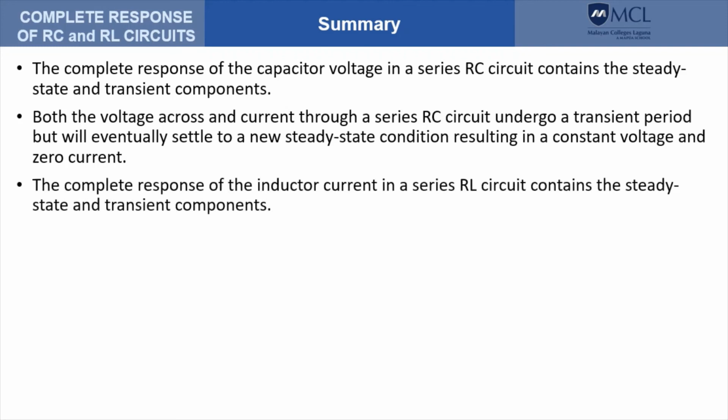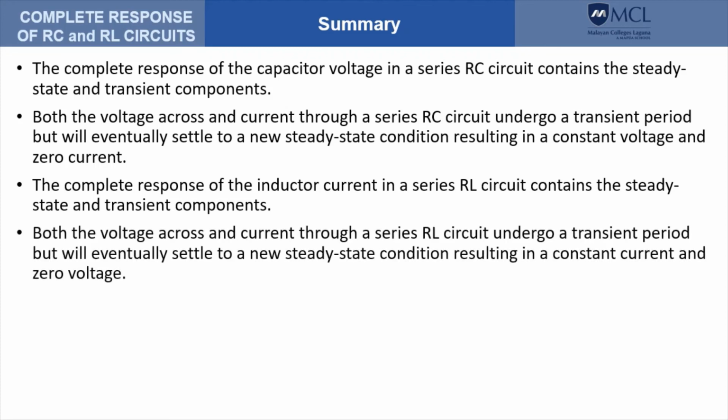For a series RL, the complete response of the inductor current also contains steady state and transient components. And both the voltage and the current also go through a transient period, but will finally settle to a new steady state condition that will result in a constant current and a zero voltage.